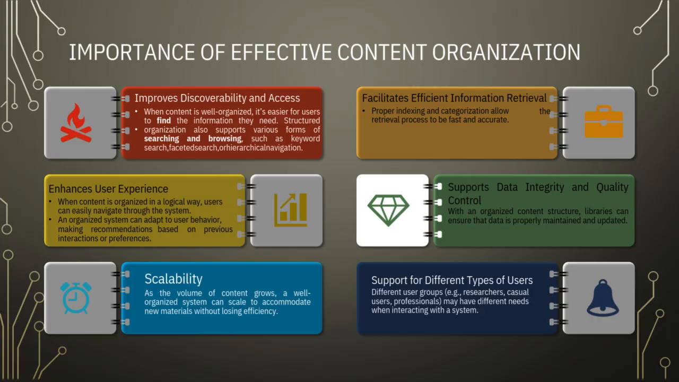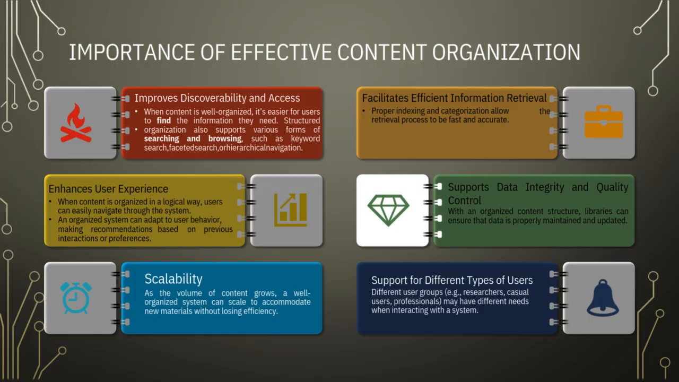Fifth, scalability. As digital libraries grow, effective content organization ensures that new materials can be added without disrupting the system. For example, national digital libraries that continuously ingest new publications rely on structured metadata and classification systems to remain manageable over time. Finally, supporting different types of users. Different users interact with digital libraries in different ways.